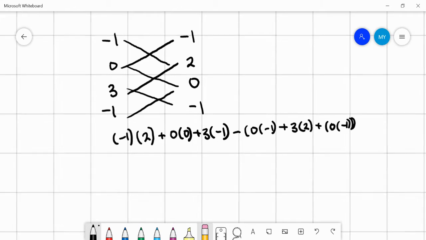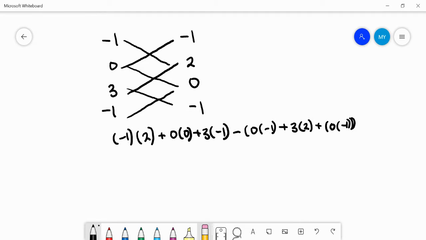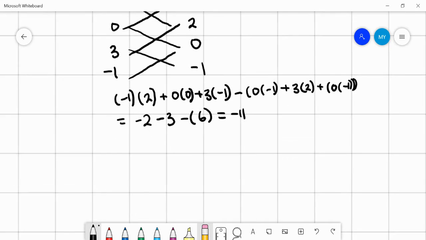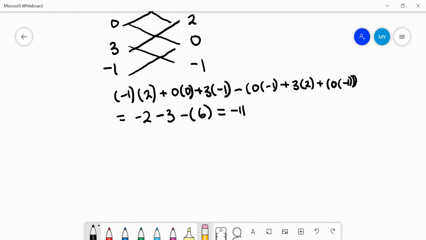Okay. So what is this number? Let's calculate it. This is negative 2 minus 3 minus 6, which is equal to negative 11. Now, to complete the calculation, we take the absolute value of this number and we divide by 2. And that's the area of our triangle.